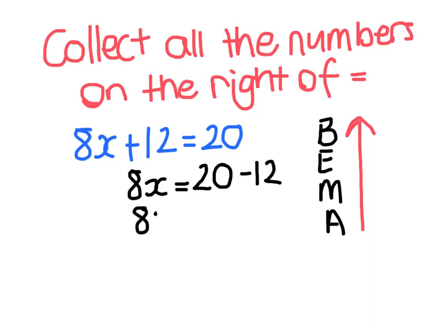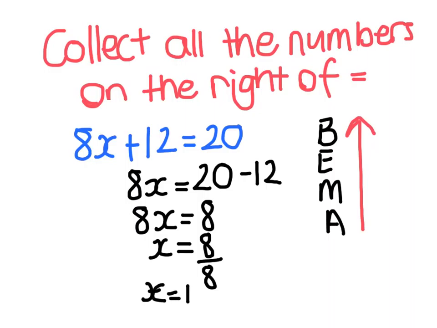So then we're going to get to 8x equals 8. Change the sign, change the operation. So instead of multiplying by 8, we're going to divide by 8. 8 divided by 8. That gives you x equals 1.